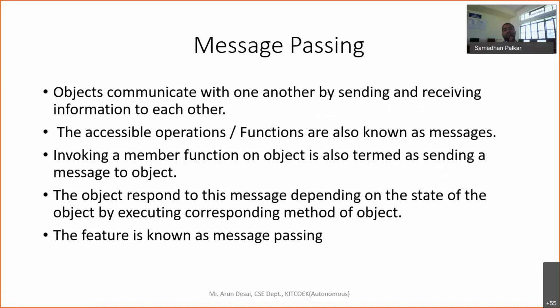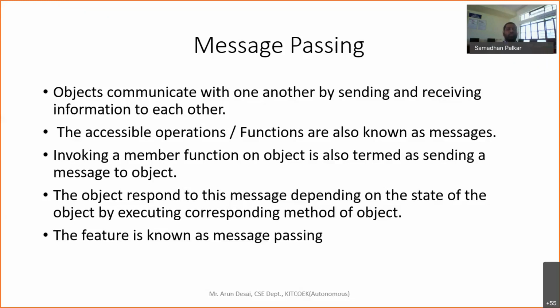The next is message passing. In message passing, objects communicate just by sending and receiving messages to each other. So if an object wants to send and receive information, it actually sends a message, right? The accessible operations or functions are also called messages. Invoking a member function on an object is also termed as sending a message. If you invoke a function on an object, it is termed as sending a message to that object.